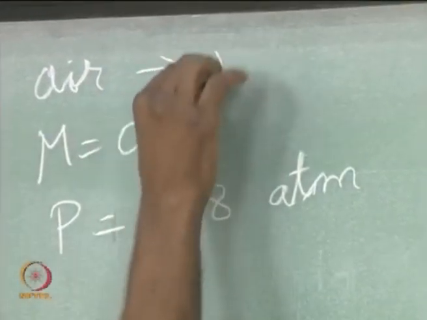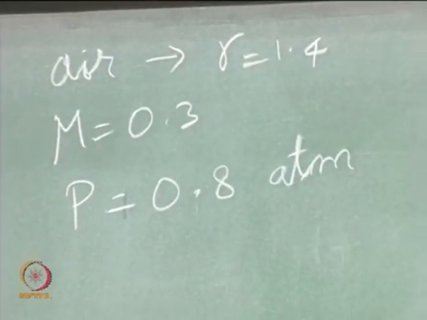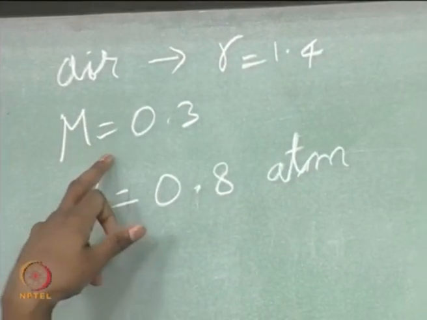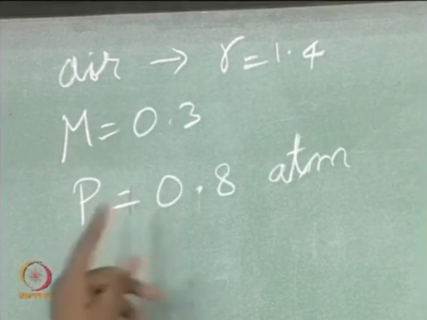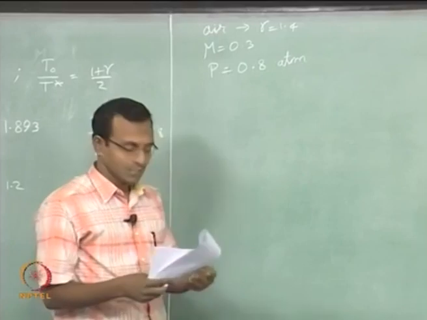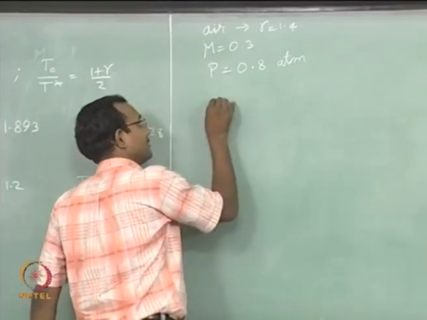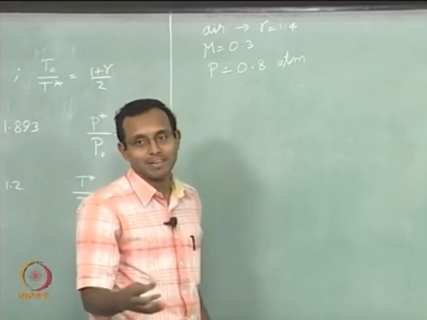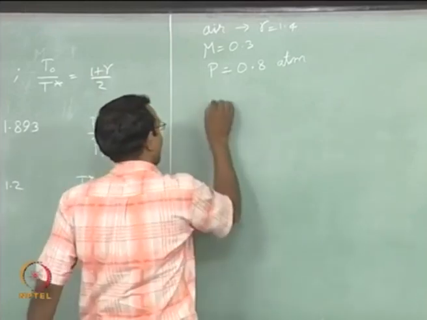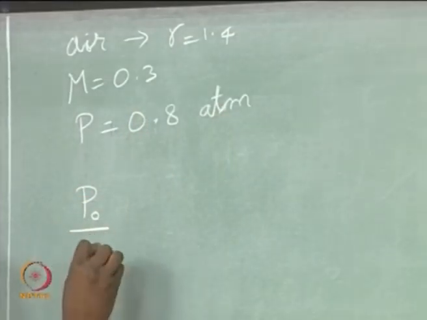So, air means gamma equal to 1.4. So, I am having incoming Mach number as this at this pressure. I want to accelerate this flow to M equal to 1. So, I want to find that value. How will I find it? There are direct tables available, which is faster. Okay, I'll tell you from expressions. You can even use a table.